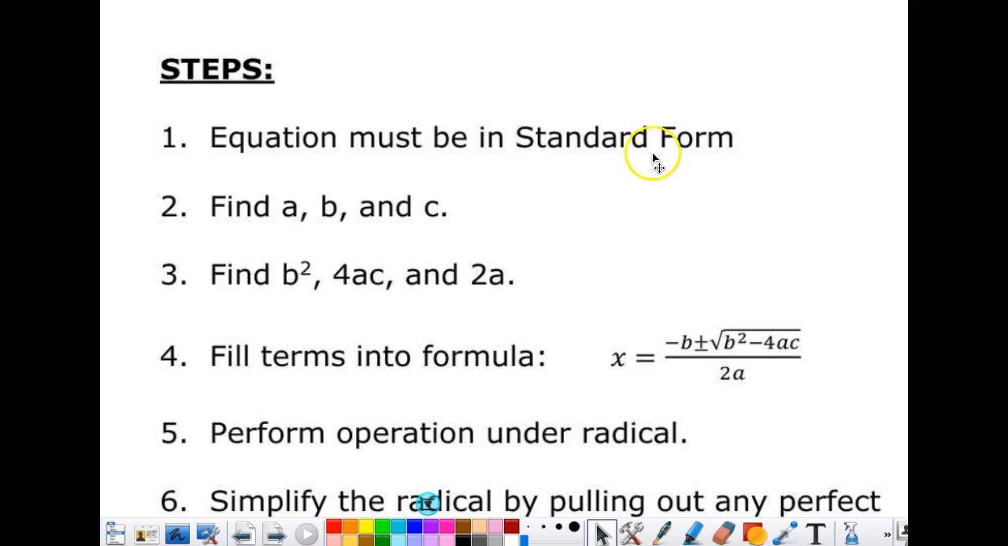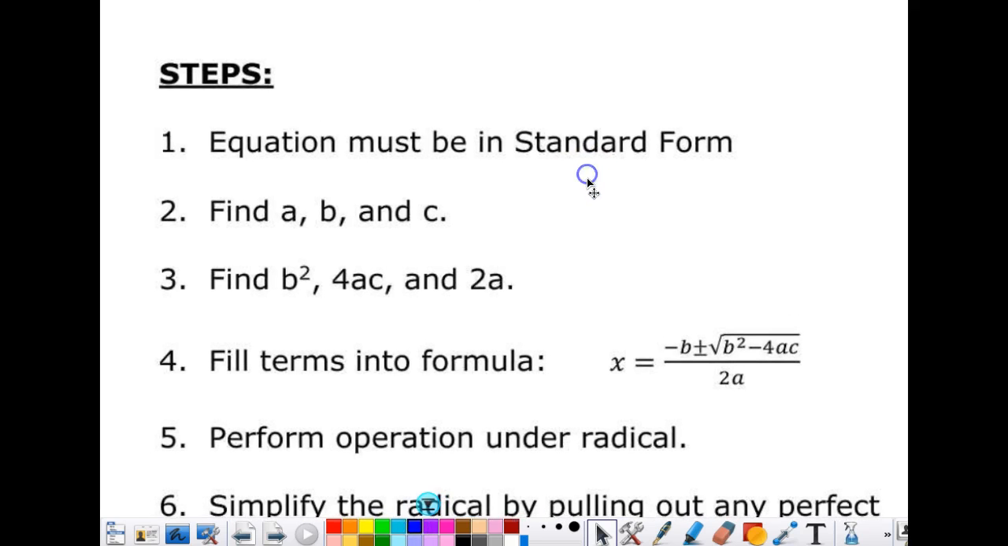So the first thing is your equation must be in standard form, which is ax squared plus bx plus c equals 0. Your a, your b, and your c are generally numbers. And then you're going to find out more information to fit into the formula, and we'll go over that in just a second.